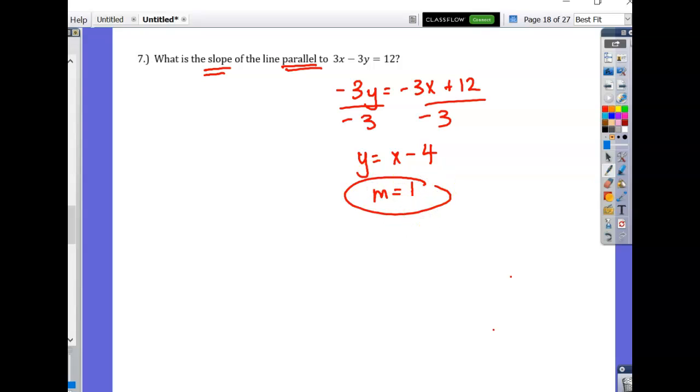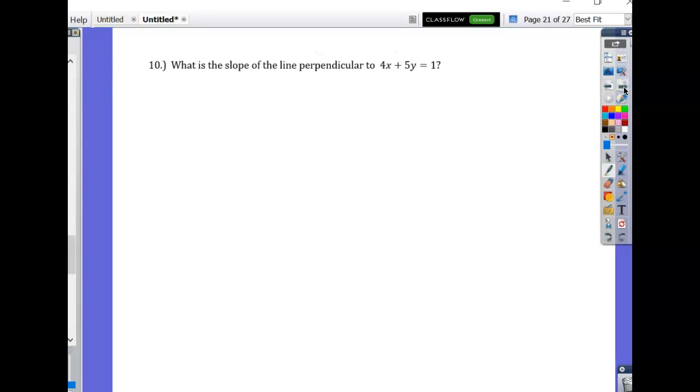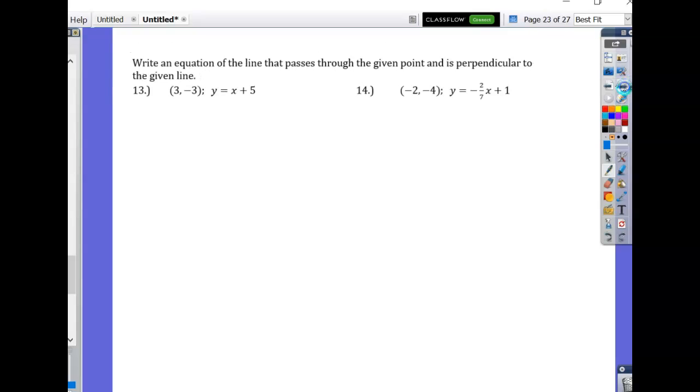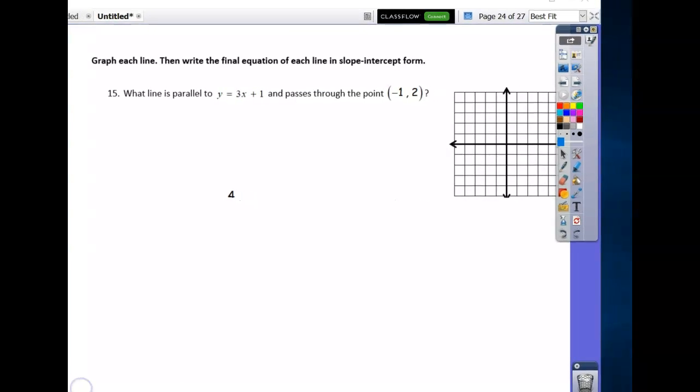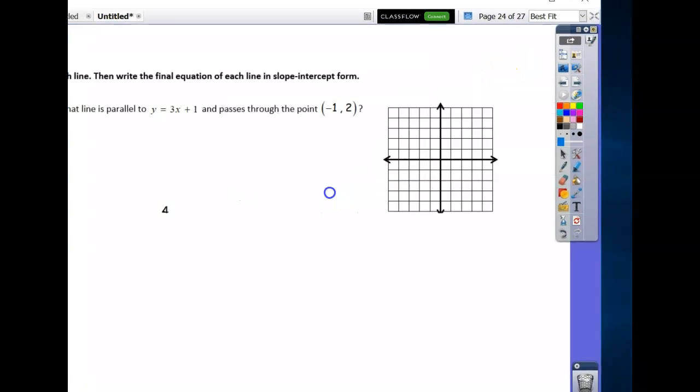All right, so for purposes of time, I want you to try the other ones and compare them to the key, but I do want to show you, for example, we're going to go to the graphing ones. So I want you to go to number 15, and we're going to give that a try here. Just for purposes of time, I don't want it to take too long. Okay, so if we look at number 15.